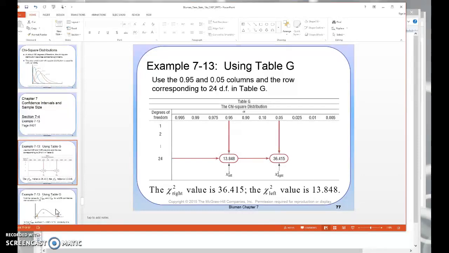When you're looking up your values, you're actually going to be looking up two values: chi-squared right and chi-squared left. Here we want to find 0.95 and 0.05 for our alpha and 24 degrees of freedom. Looking over for the 24, the left value is 13.848, and the right value is 36.415.